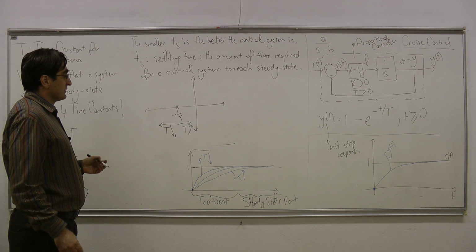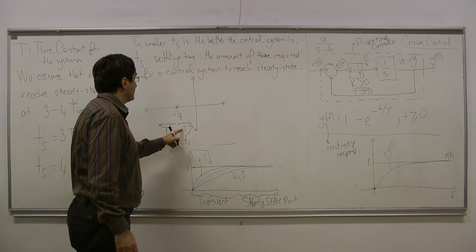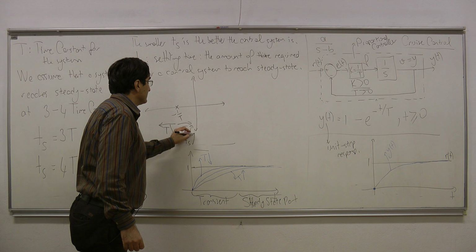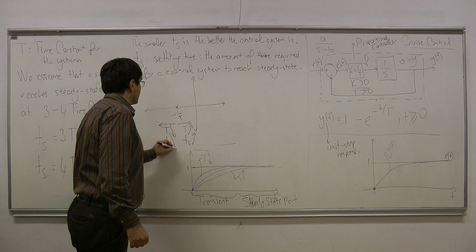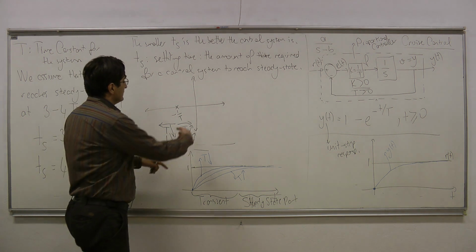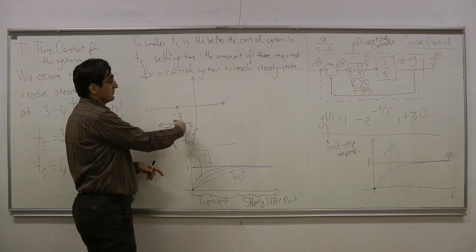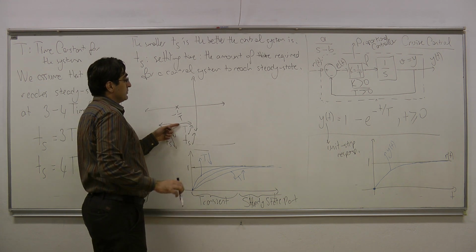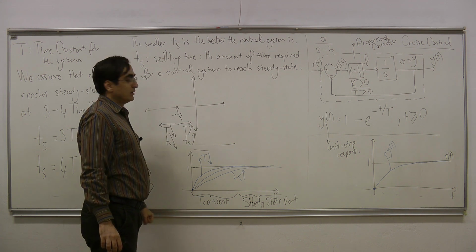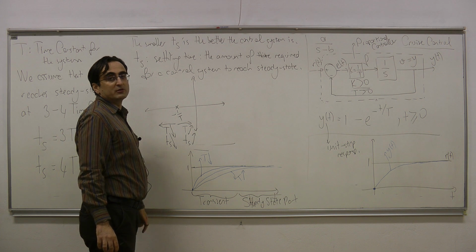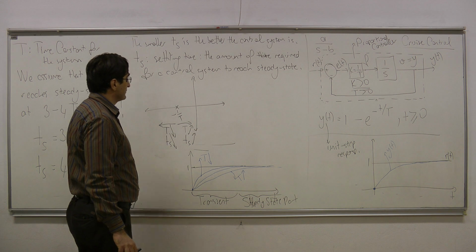What about the settling time? When T is increasing, the settling time is increasing. When T is decreasing, the settling time is decreasing. In this direction, the control system is better because Ts is smaller. And when the pole moves in that direction, the control system becomes worse because the settling time becomes larger and larger, as the pole moves towards the imaginary axis.